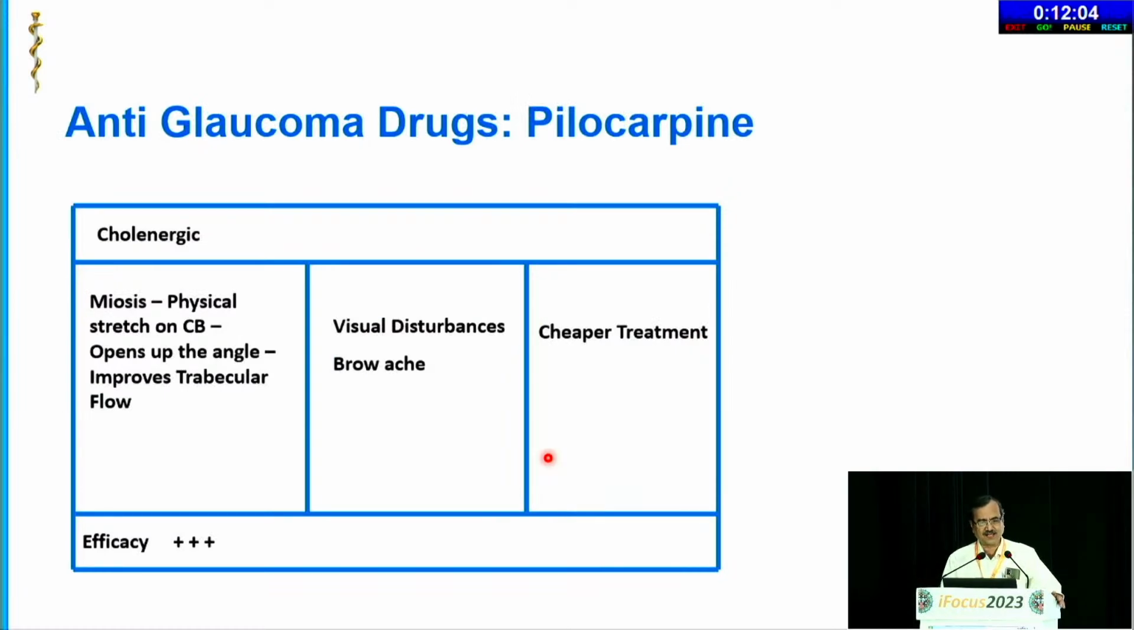The good old pilocarpine, it is a cholinergic, it acts by miosis, physical stretch on the ciliary body, but the side effect profile of this drug causes visual disturbances by way of miosis, and brow ache is very common for the patient, but it is a cheaper treatment. We cannot write off this drug in our glaucoma medication in certain situations. This drug plays a major role and is very efficacious. The efficacy is a standard 3+.